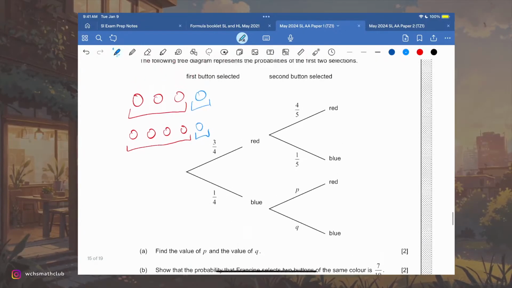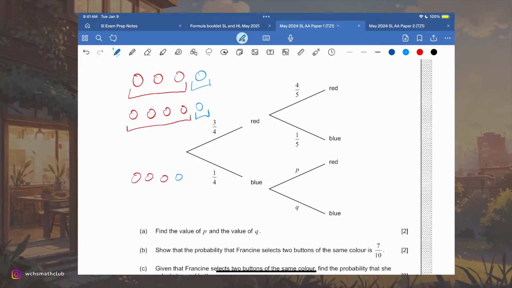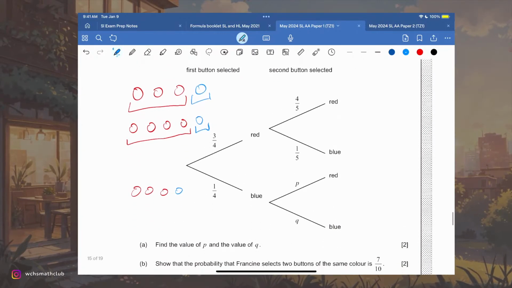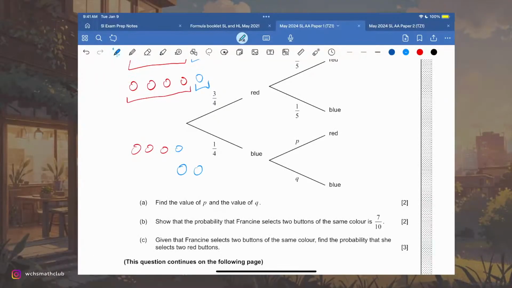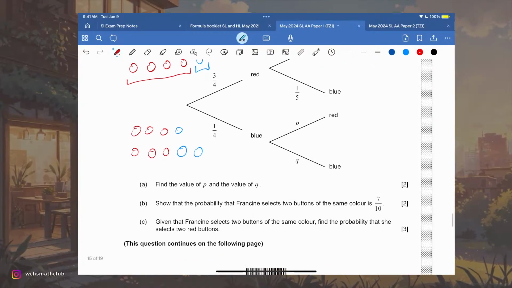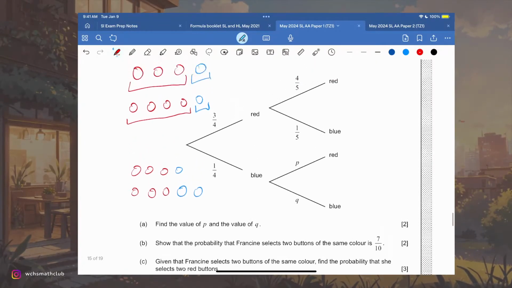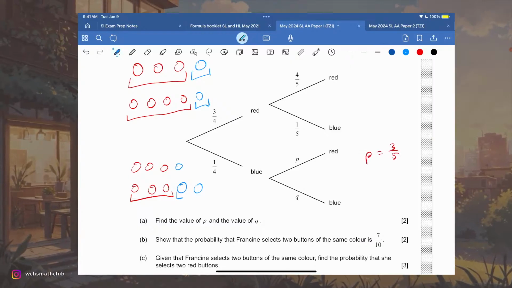Now we're going to compute this for the other branch. Again, we start with 3 red buttons and the 1 blue button. In this branch, we're going to select a blue button first. That's going to create 2 blue buttons, and of course we keep the 3 red buttons. After we pick this blue button, in order to get a red button, there's going to be 3 out of the 5 possible. So P here equals 3/5, and then the blue is going to be equal to 2/5.